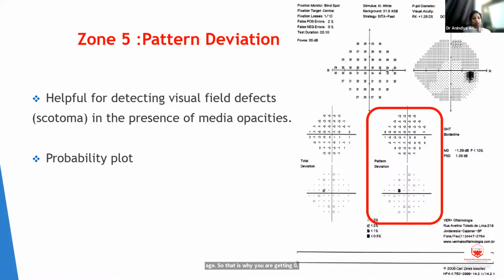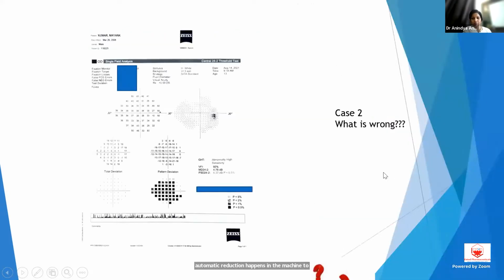So now let's come to the pattern deviation, zone 5. As you know, pattern deviation is utilized to remove the diffuse cause of decrease in visual field, just like cataract. Suppose here it is mentioned 0, however if you go here, this will be -1. So this difference is happening automatically by the machine. Here you will see it's a -1, but in this case it is -2. So this automatic reduction happens in the machine to find out the localized defect.